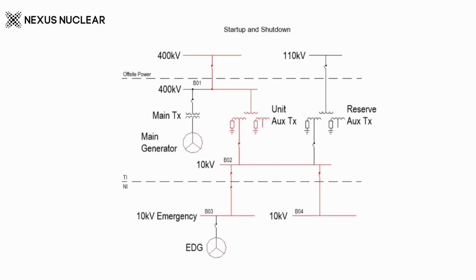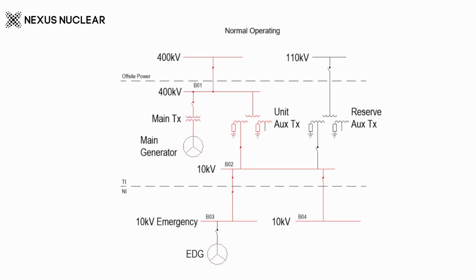Let me explain the different operational states of the power plant, focusing on the flow of power. The power flow is represented here in the red color. While starting and shutdown, offsite power is used for the plant operation. This SLD represents the normal operating condition of the plant. The generator is feeding the power to the offsite grid and using the same power for the plant operation.